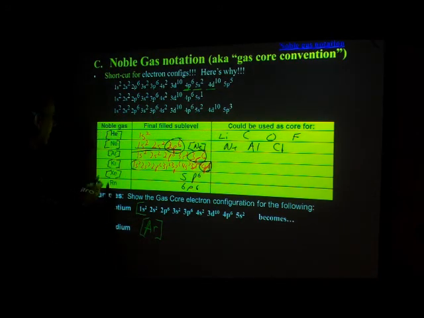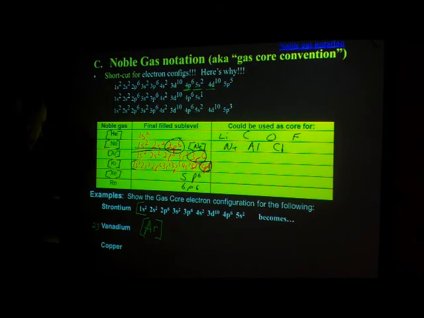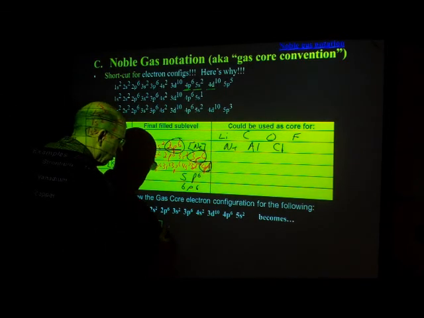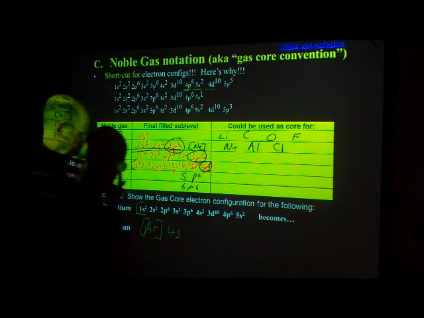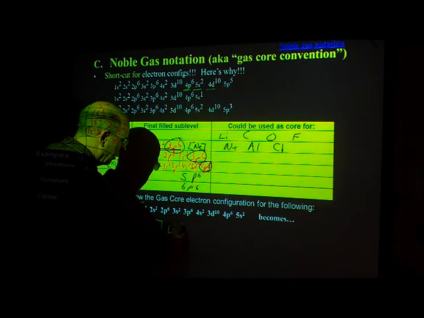All right? And argon ends in a 3p6. Note to self, it ends in a 3p6. Argon is 18 big, 18 electrons. Vanadium is 23, so that's 5 bigger. So we have to go 5 bigger than argon. Argon ends in a 3p6. After 3p comes 4s. Can we fit 5 electrons into the 4s? Nope. We can only fit 2.